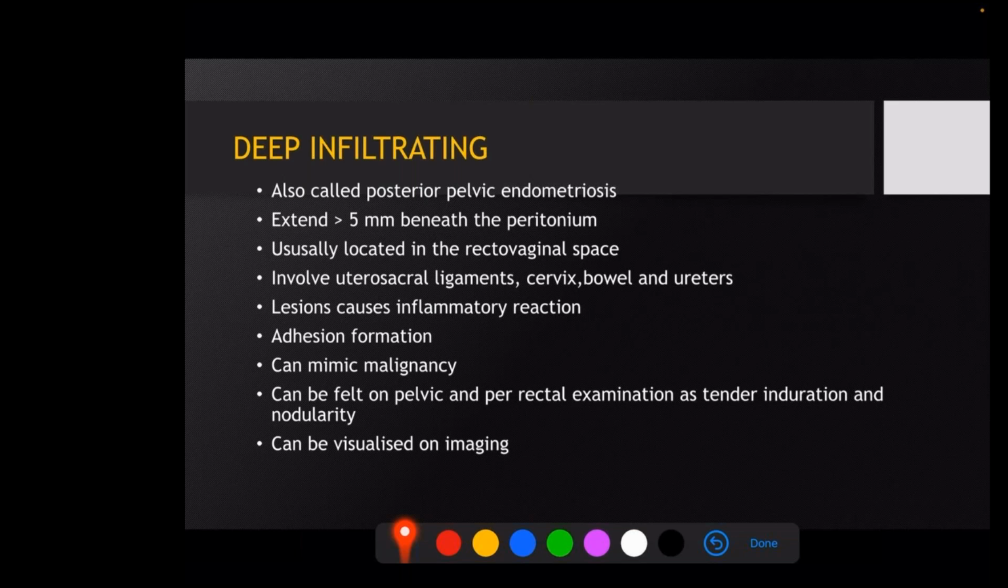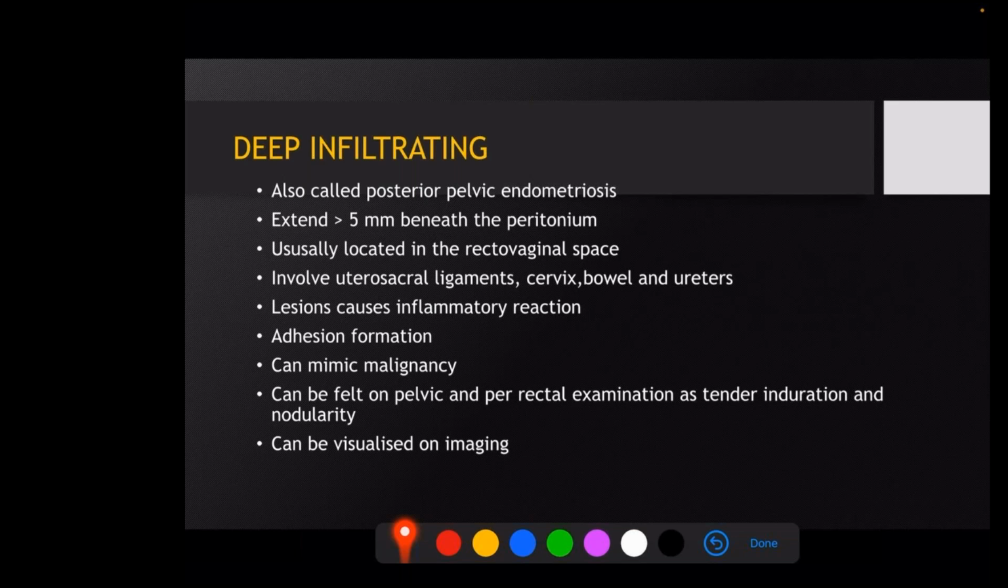Then last, deep infiltrating endometriosis. This is also called posterior pelvic endometriosis. By definition, the lesion extends more than 5 millimeters beneath the peritoneum. They are usually located especially in the rectovaginal space, but may involve the uterosacral ligament, cervix, bowel, or ureters. The lesion causes inflammatory reaction and adhesion formation and can cause malignancy.